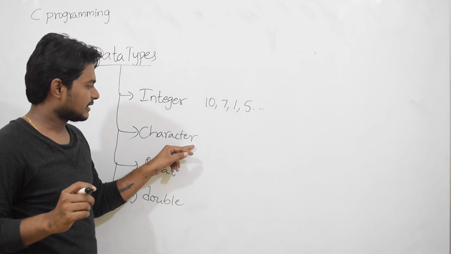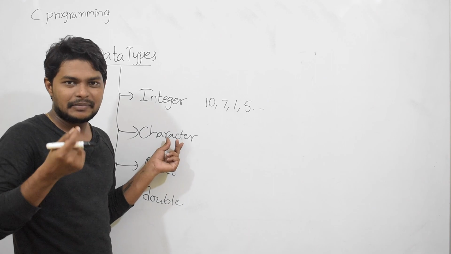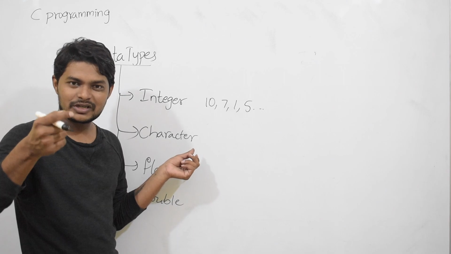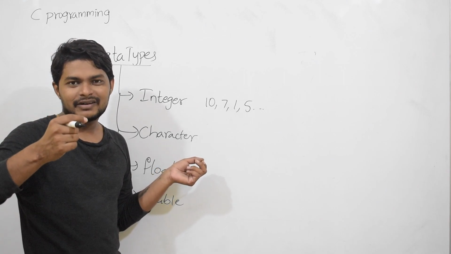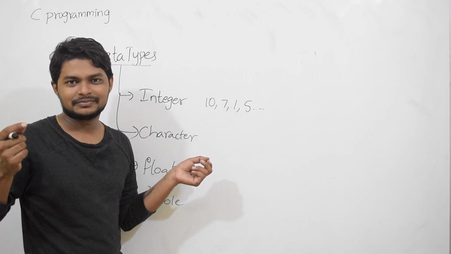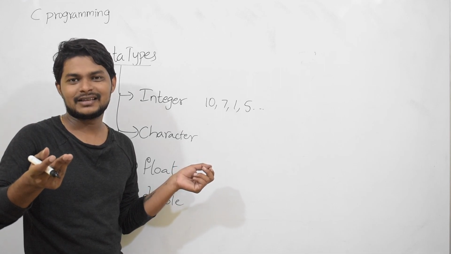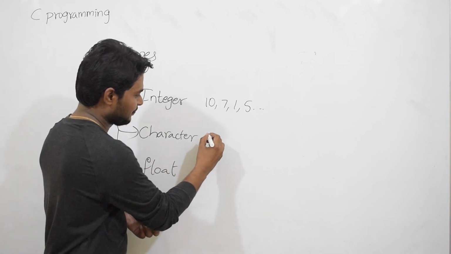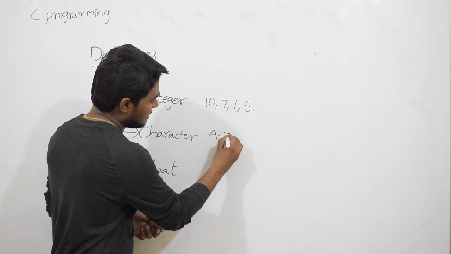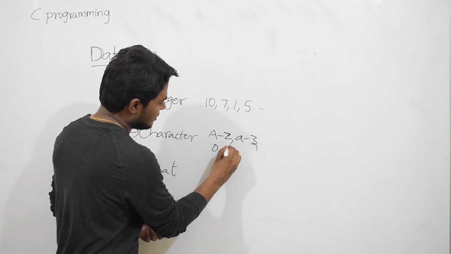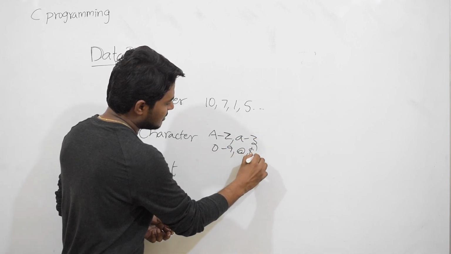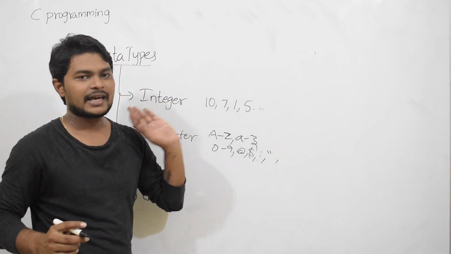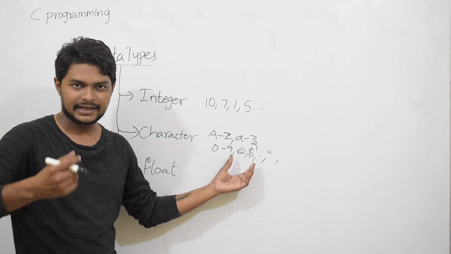Now character. Character means, if you have a computer or laptop, you just see the keyboard. Whatever single keys are there, I think every key on the keyboard is a single key, right? Each and every key is nothing but a character. That is A to Z, 0 to 9, all special symbols, dot, everything is a character. These all are characters.